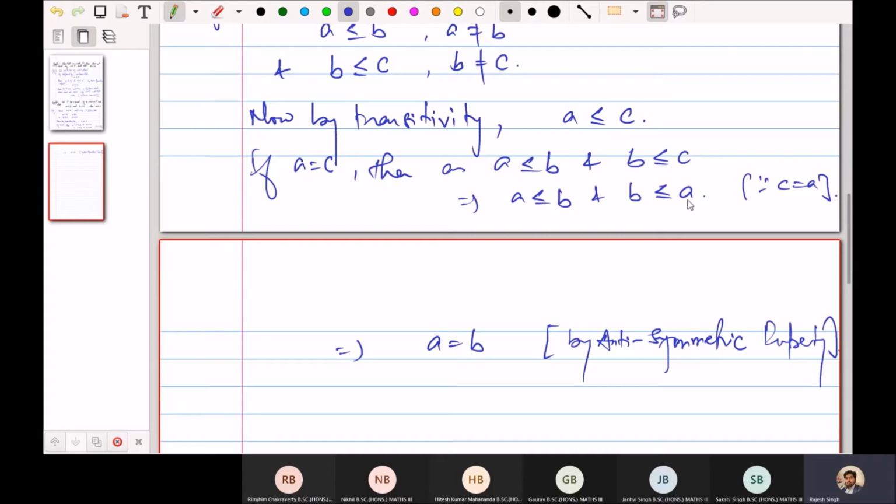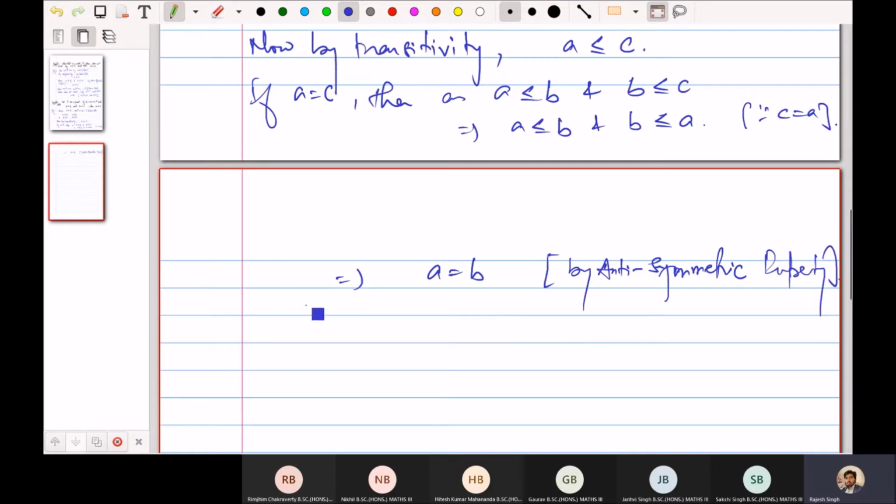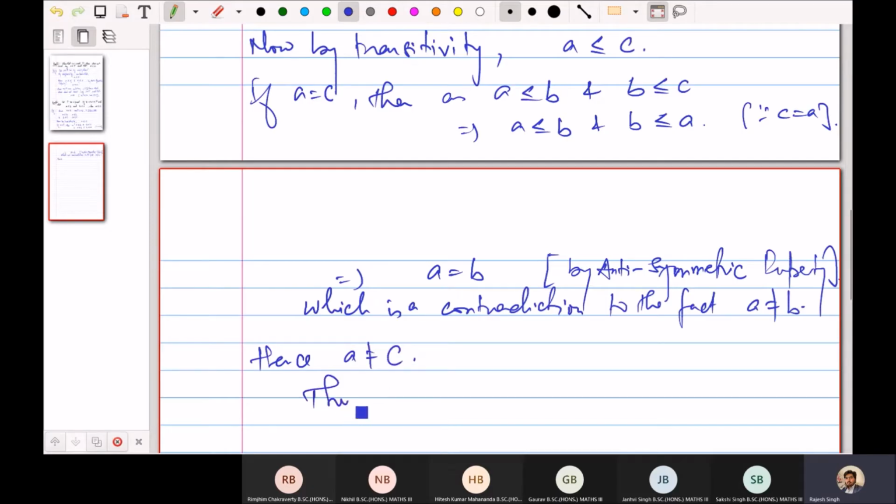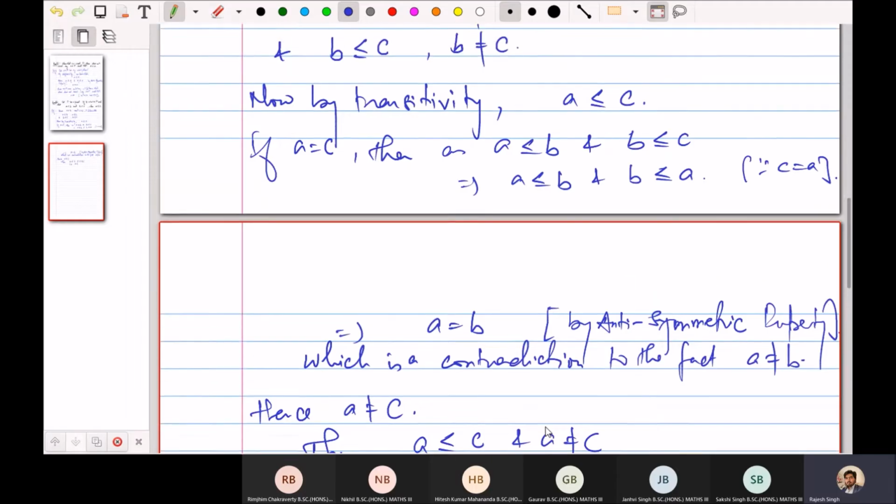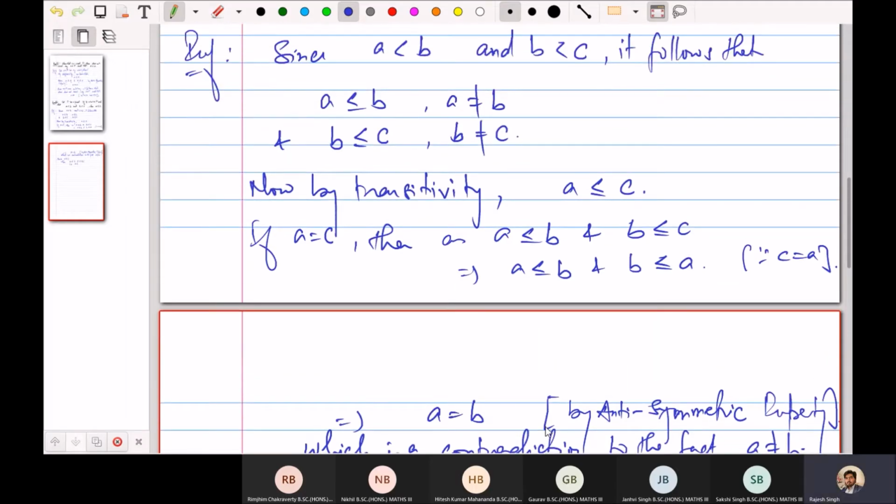ठीक है, और B is related to A का मतलब क्या हो गया कि A is equal to B, so which is a contradiction to the fact that A is not equal to B. Hence, A is not equal to C. Thus, A is related to C and A not equal to C. That is, A is smaller than C. Is this proof clear to everyone? Yes, sir. Yes, it was a simple proof.